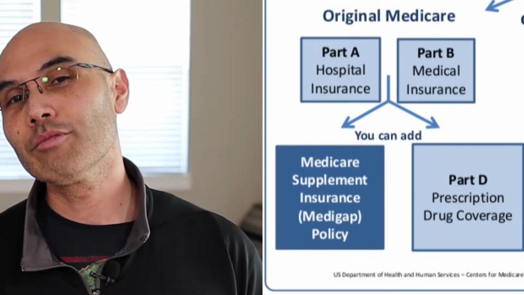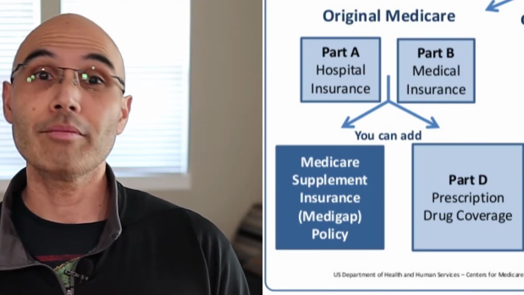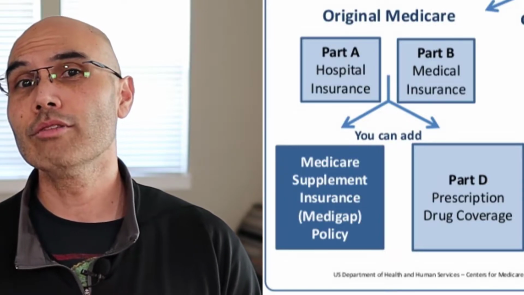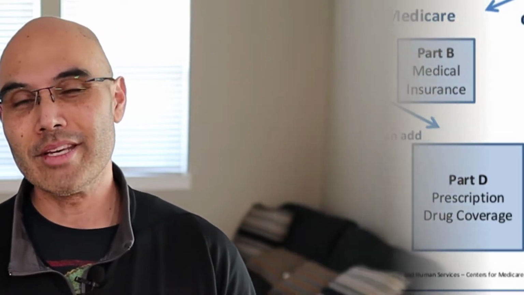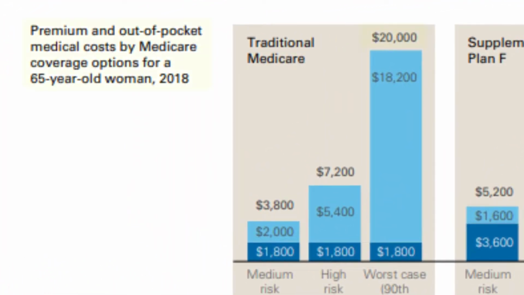But the separate Part D will wait until the end when we discuss both Medicare Advantage and Medicare Supplements, so that you don't get confused, as Medicare Supplements really only work with Parts A and B. What is the cost on original Medicare? Well, if you look here in this study done in 2018 for a 65-year-old female, we find out that if someone is worst case scenario, they're looking at paying $20,000 a year for Medicare related services.